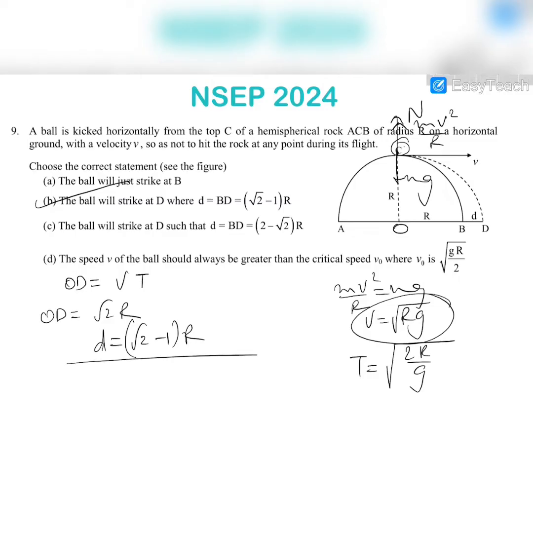And obviously this is not the critical velocity, because in this case the ball will go like that. From inside the hemisphere it is not possible. So the correct answer is B. Now let's move on to the next question.